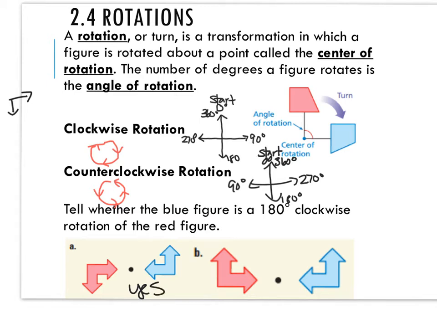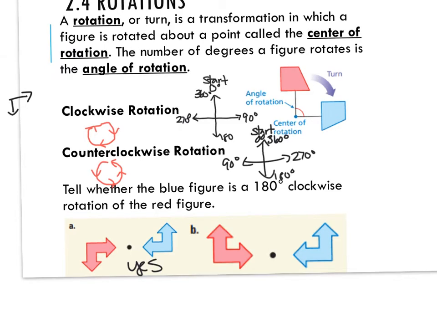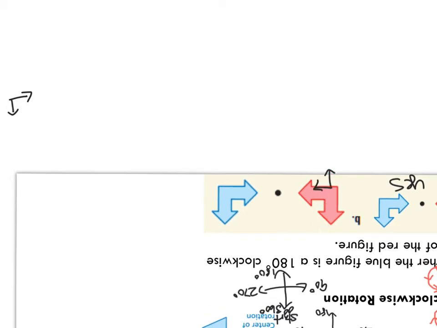Now letter B, same thing, turn your paper around. If I were to draw that blue one down here, and rotate the red one, does that look the same there? Even though that's down below, that does not look the same. So they are not a 180-degree rotation of each other.